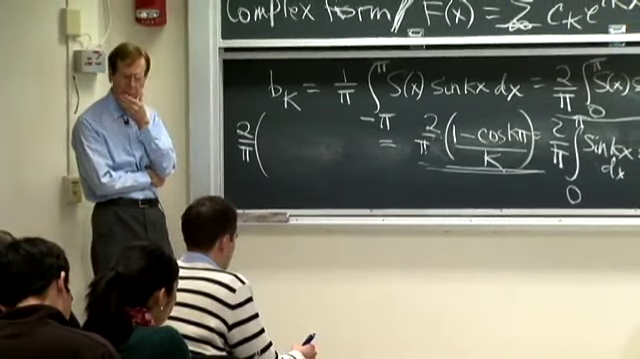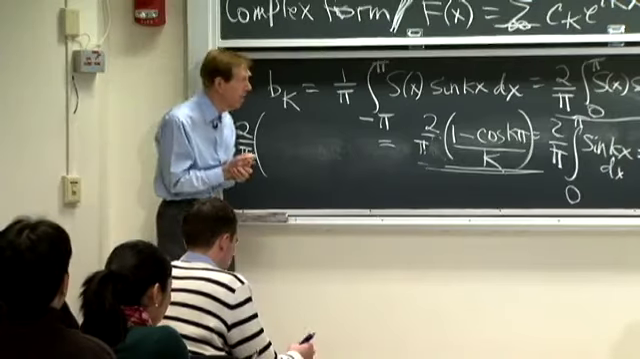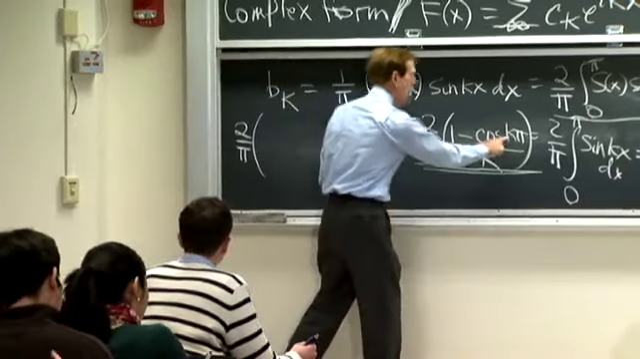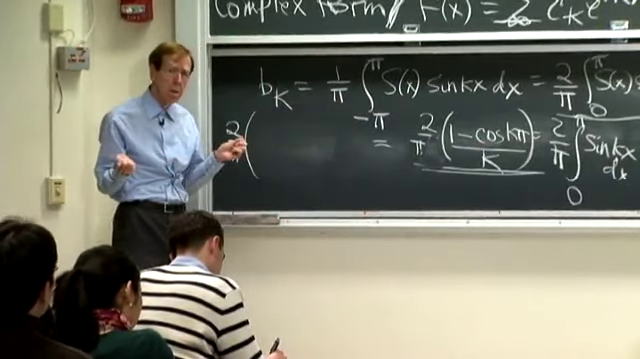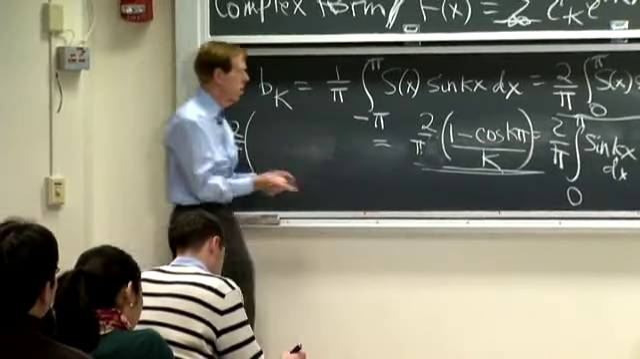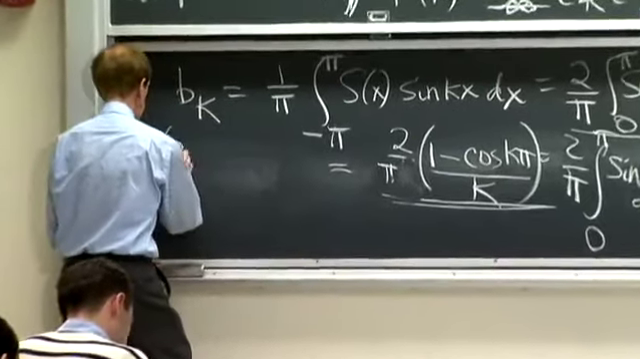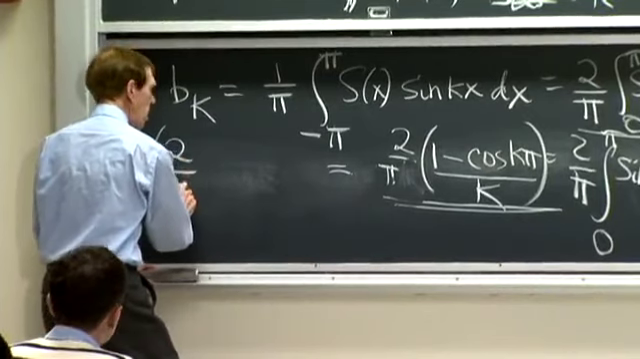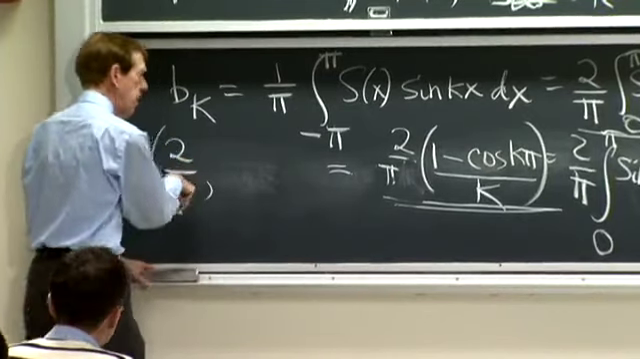At k equal 1, this is the little bit that needs the patience. The cosine of pi is -1. So I have 1 minus -1, I get a 2. I get a 2 over a 1. K is 1. All right, this is the coefficient for k equal 1.